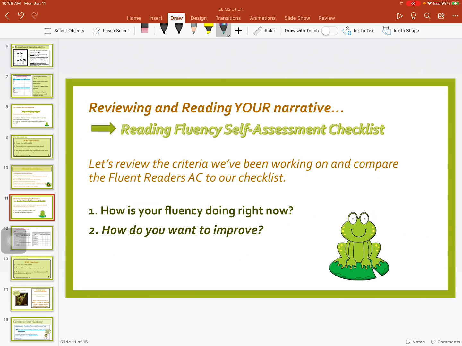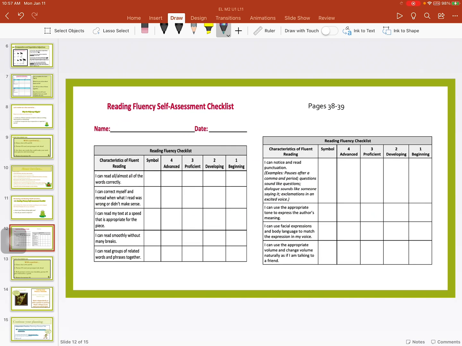Okay, so now we're going to look at our self-assessment fluency checklist. And we're going to think about how we're doing right now and how we can improve. So you can find this on pages 38 and 39. So after you've read your Pourquoi tale to a partner, I want you to grade yourself on how you're doing. So, for example, I can read all or almost all the words correctly. If you think you can do that, you can give yourself a 4.